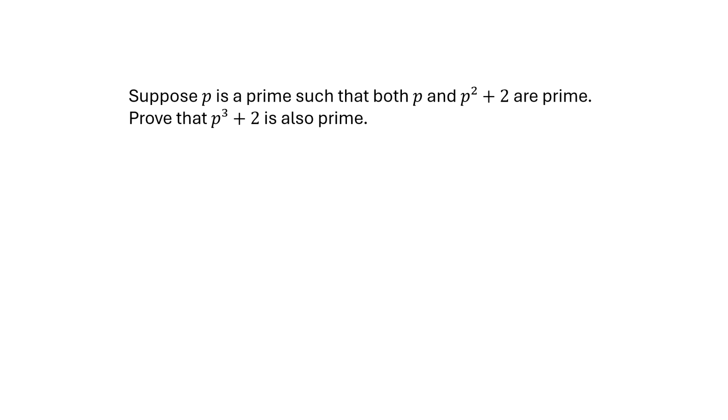For our next problem, we have, suppose p is a prime number such that both p and p squared plus 2 are prime. Prove that p cubed plus 2 is also prime. Okay, I'll give you a hint. If you don't want to hear it, you might want to pause now. So the hint is there's only one value of p for which this works, but you need to prove that. So now I'll show you in the next slide how to do that.